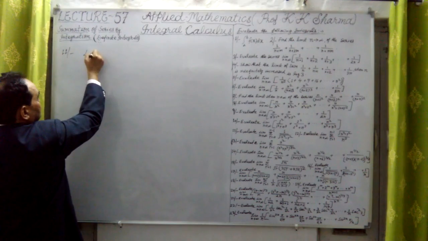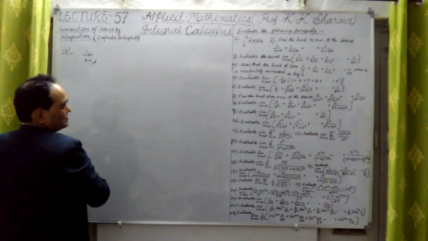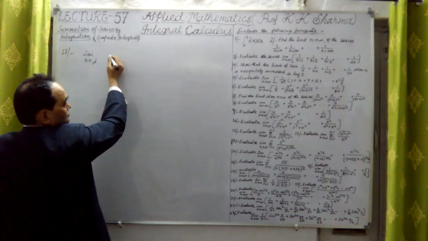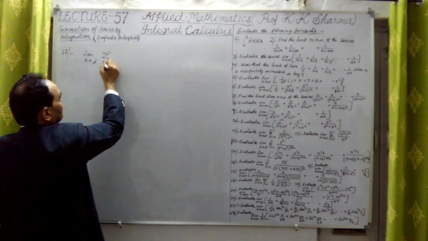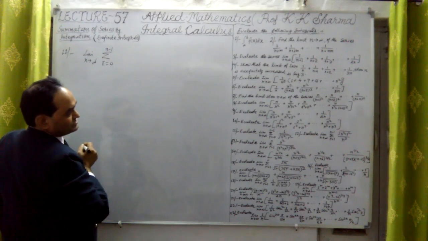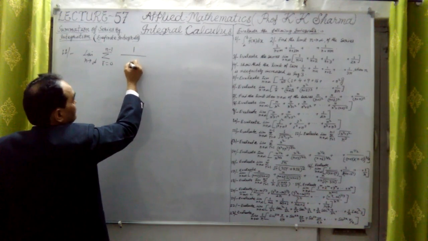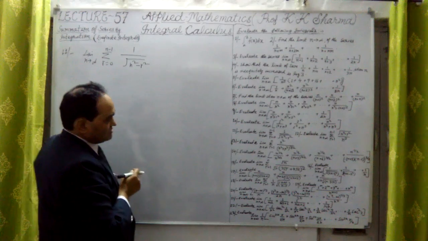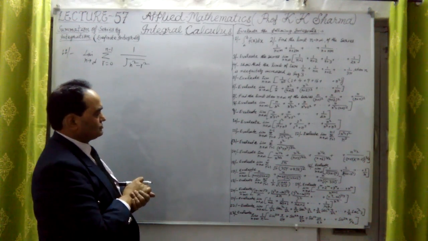It is limit n tends to infinity, of the summation r equal to 0 to n minus 1, of 1 upon under root n square minus r square. This is the rth term given here. So what is the sum of the series? Let us find out.